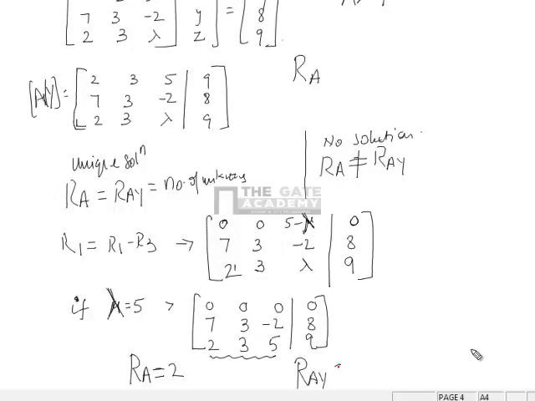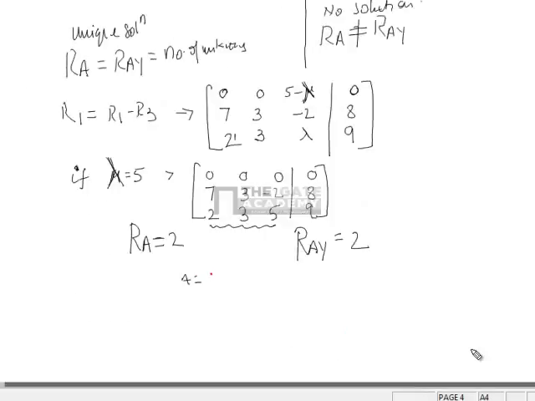What is rank of AY? Again, I can pick anything. If I pick this entry, it is also 0. So if I try to pick any 3 cross 3 determinant, it will have a row full of zeros. So rank of AY will also be only 2. Correct. So rank of A equal to rank of AY equal to 2, but it is less than 3.